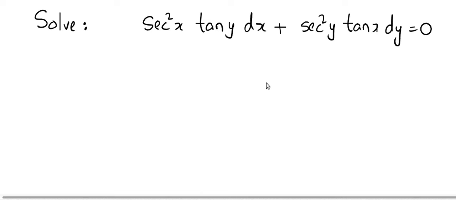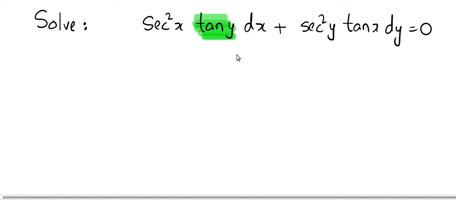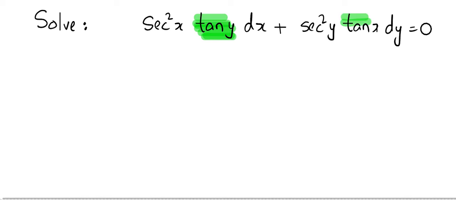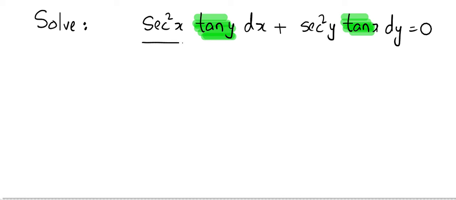Okay, so the first thing is you have to check whether you can make it variable separable. You can use any method you like, but this is the method I am going to follow. Look at this. I can see that tan y is an unwanted quantity because it doesn't match with dx. And similarly, I can see that tan x is not matching with our dy. So I am going to divide throughout by tan x into tan y.